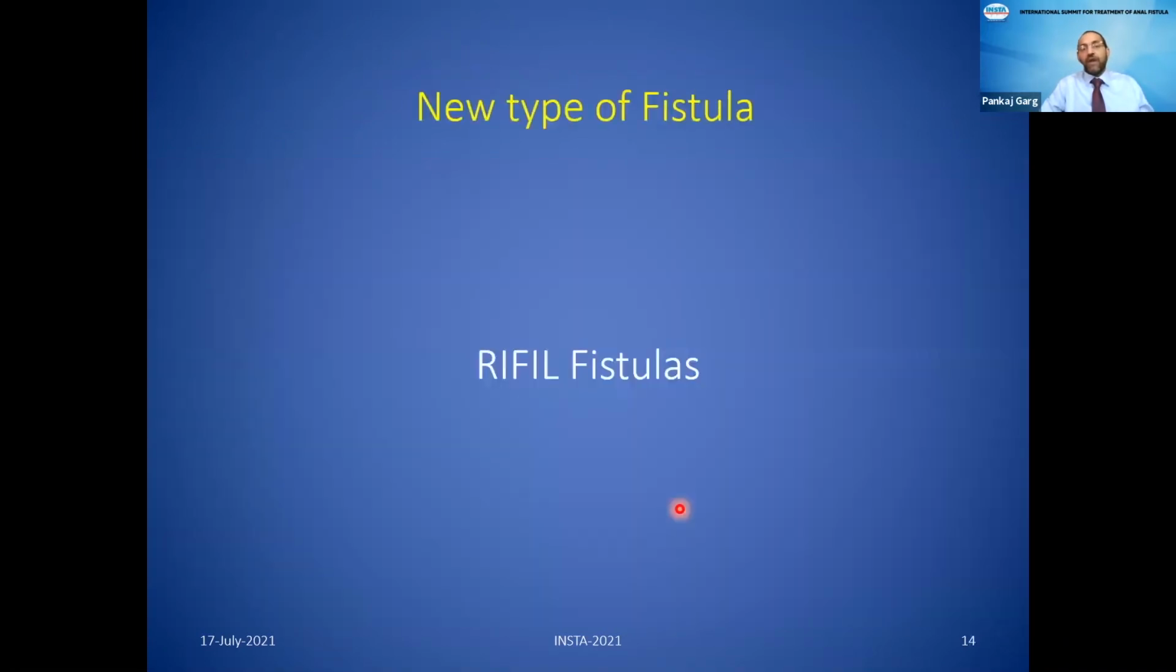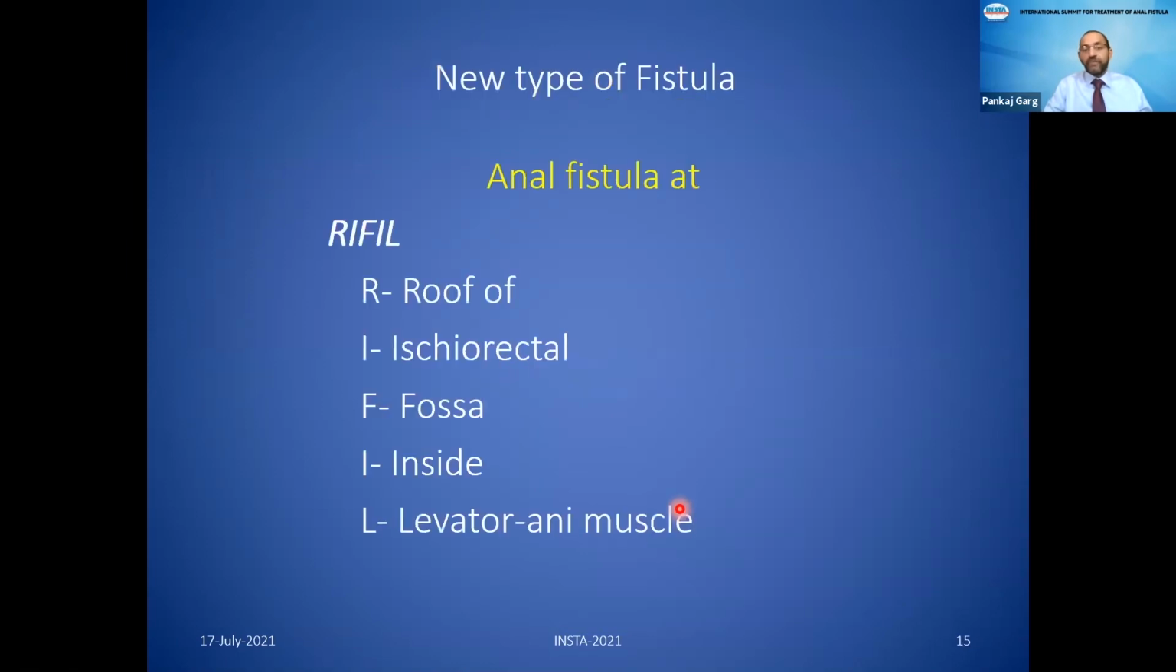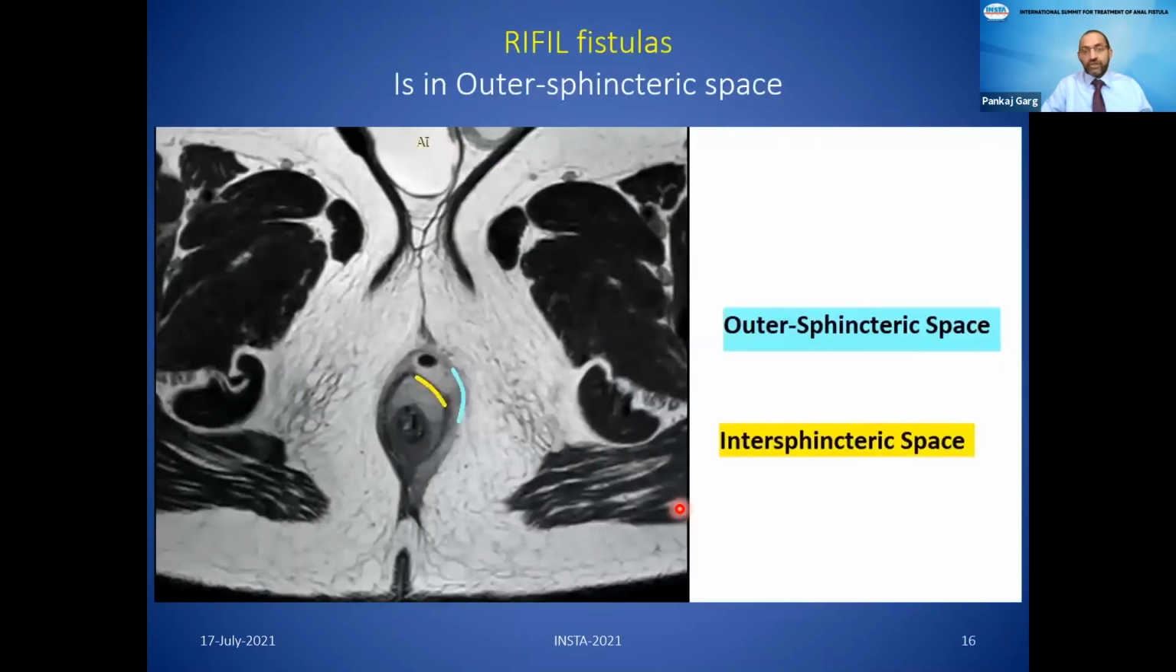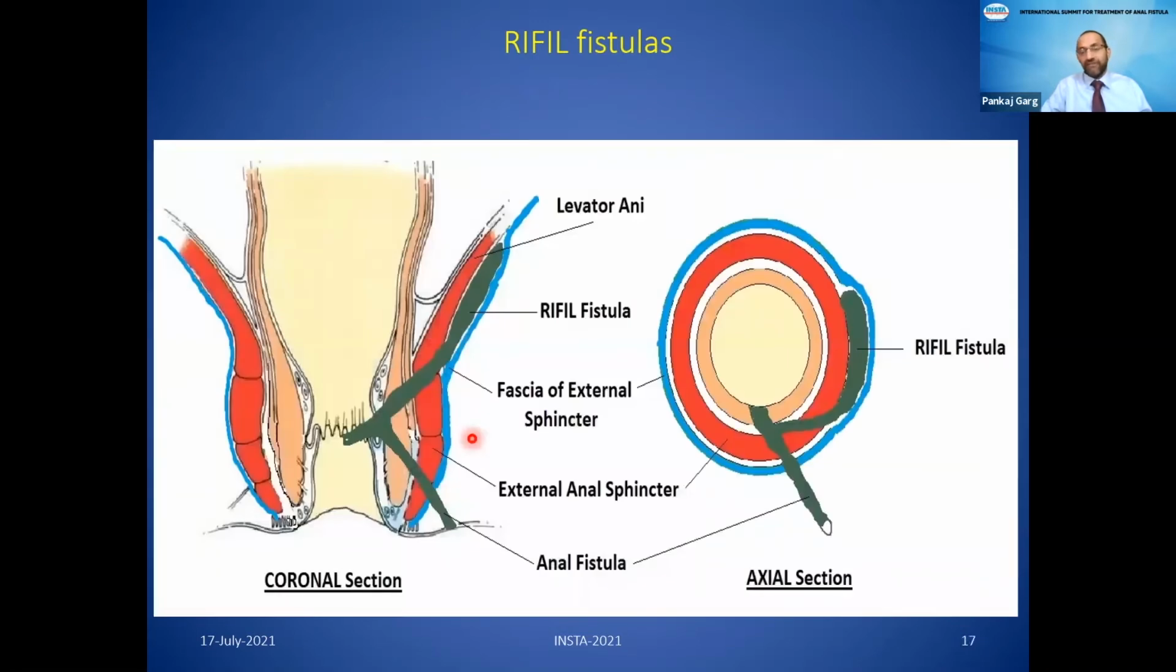And now coming to RIFIL fistulas. RIFIL fistulas are at the roof of the ischiorectal fossa inside the levator ani muscle in the outer sphincteric space, which we just discussed. So we just discussed that this is the outer sphincteric space. If the fistula continues superiorly in this space, it becomes a RIFIL fistula.